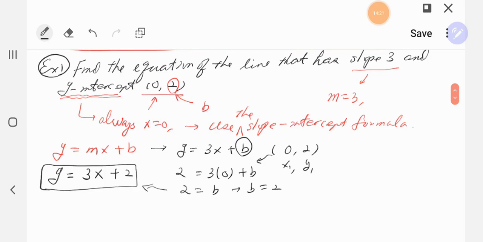Make sense? Whenever a given point is a y-intercept, use the slope-intercept formula, so that we can directly plug in the b value and the slope. m and b will be directly replaced by their values. Very simple.